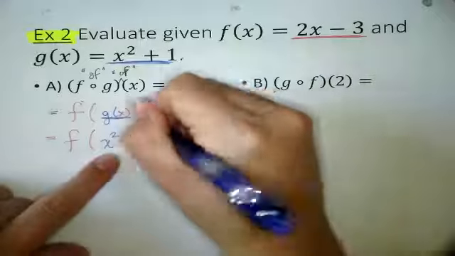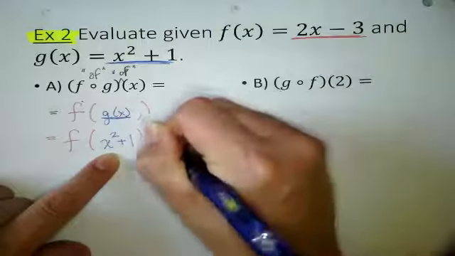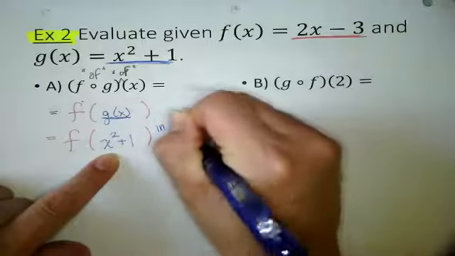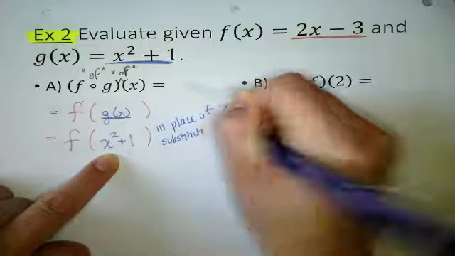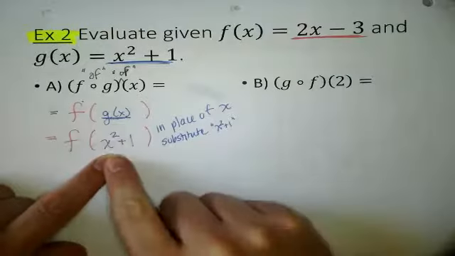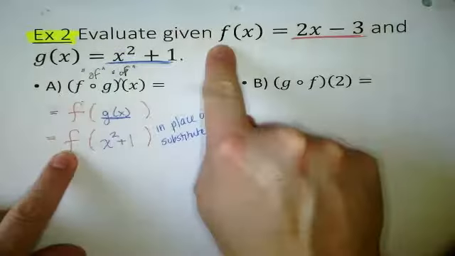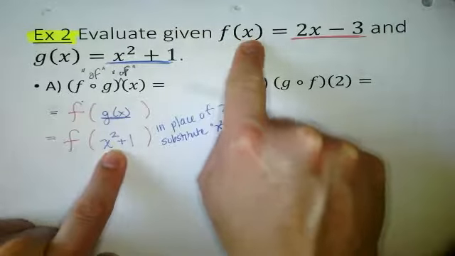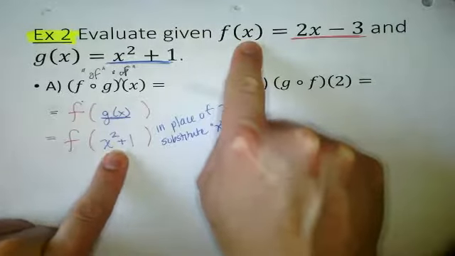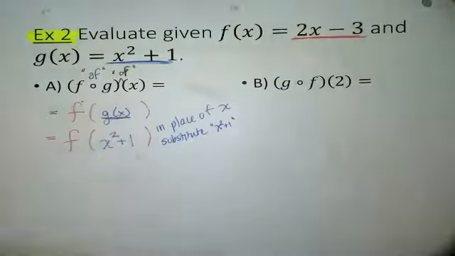So in place of x, substitute the whole x squared plus 1. All right. And so this literally, it's a placeholder. The f's match. And then here, in place where there was an x, you're putting in this stuff now. So everywhere in this equation, you're putting in x squared plus 1.